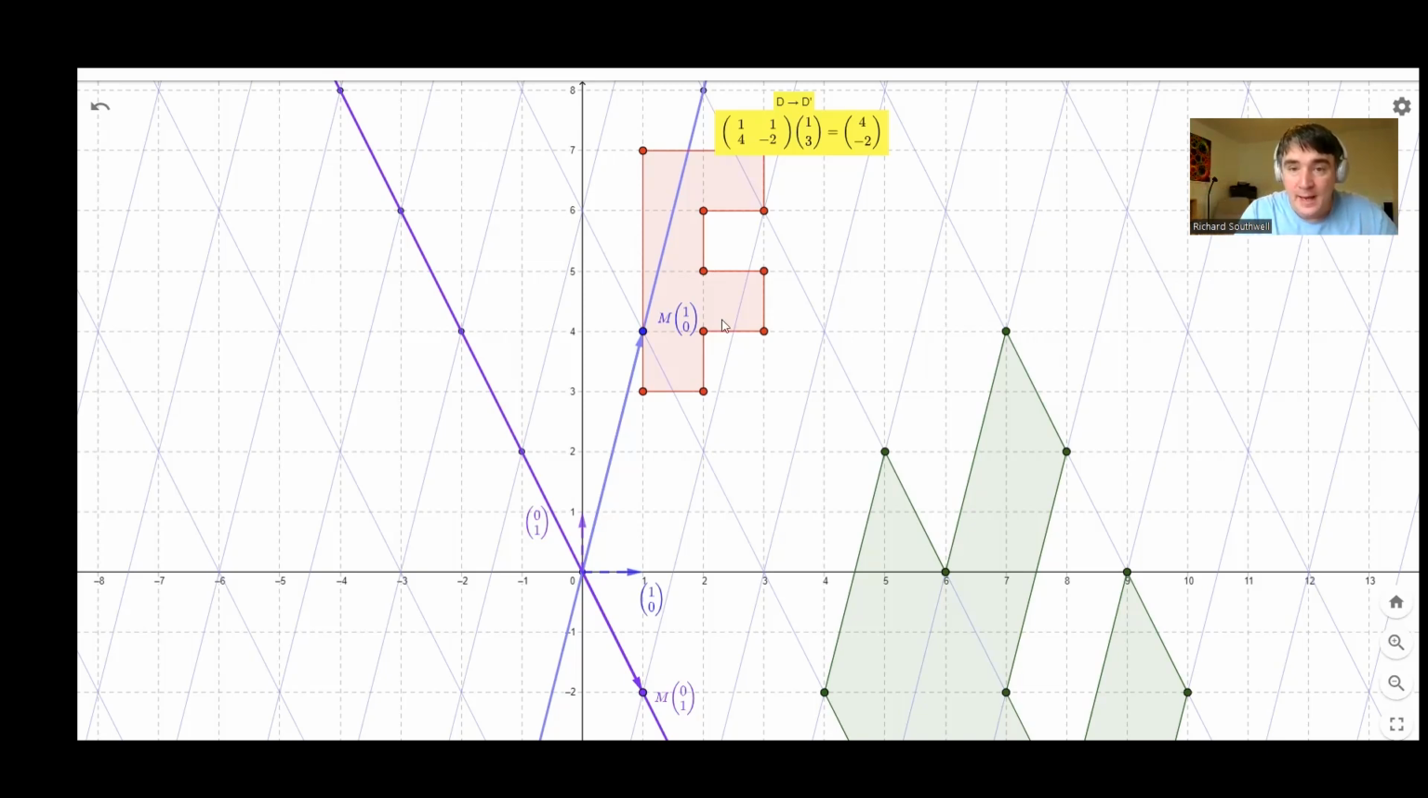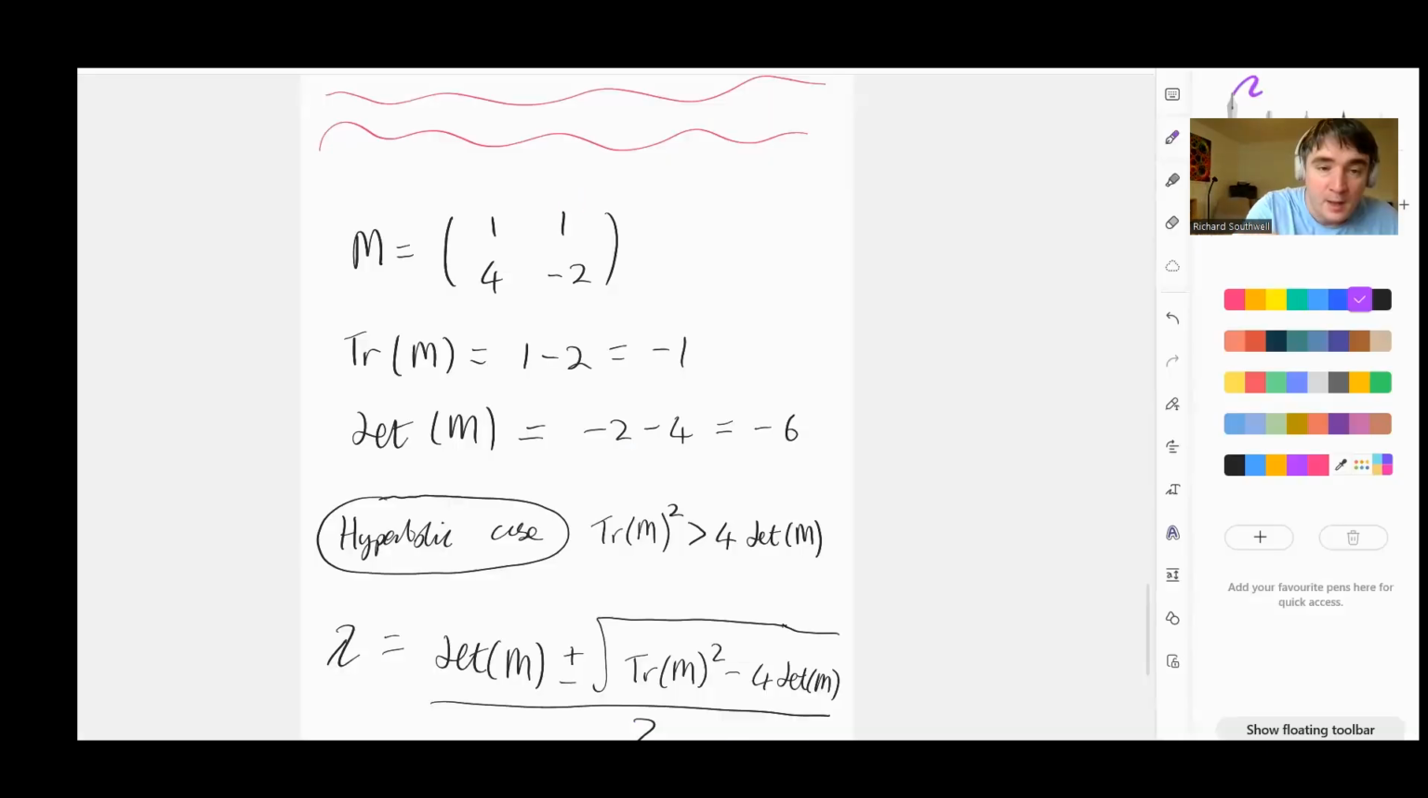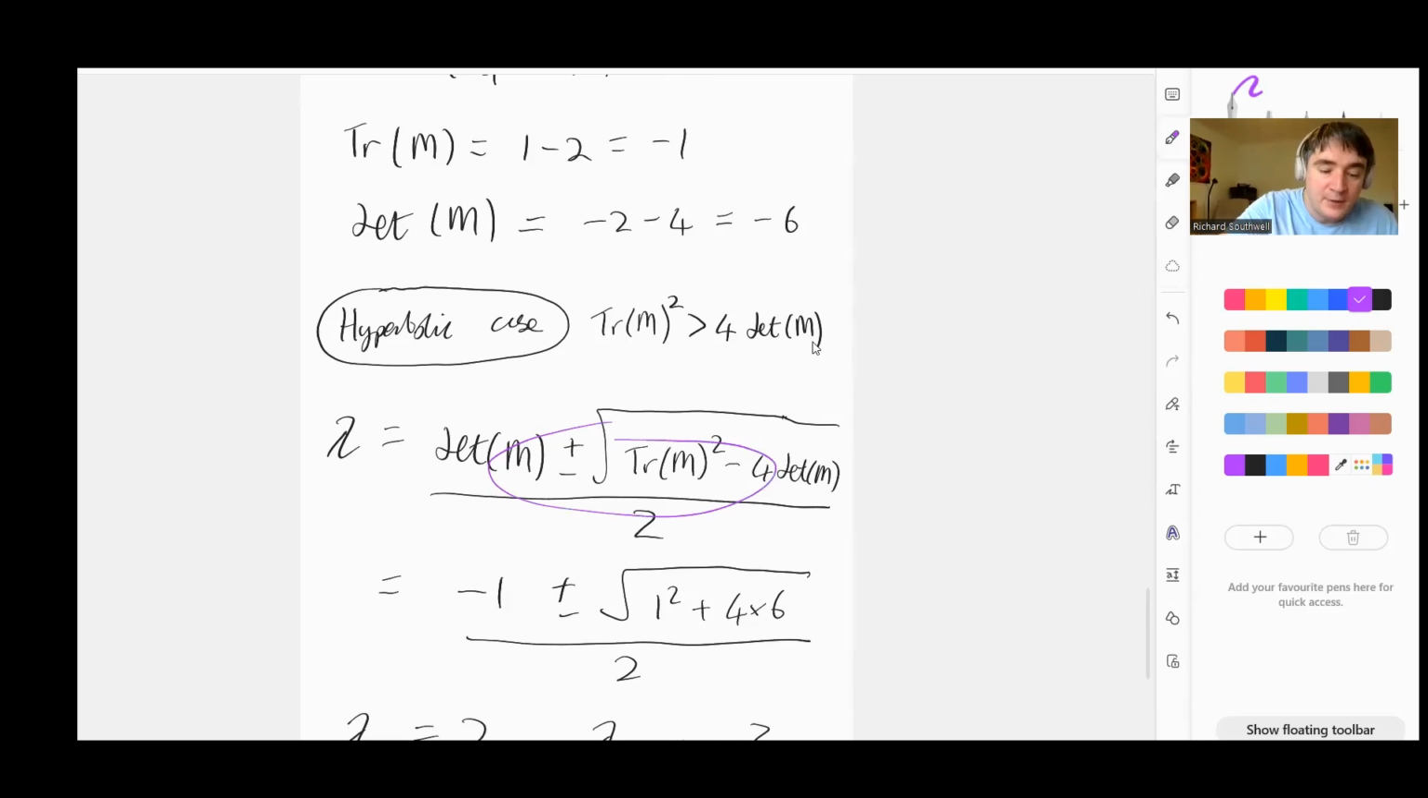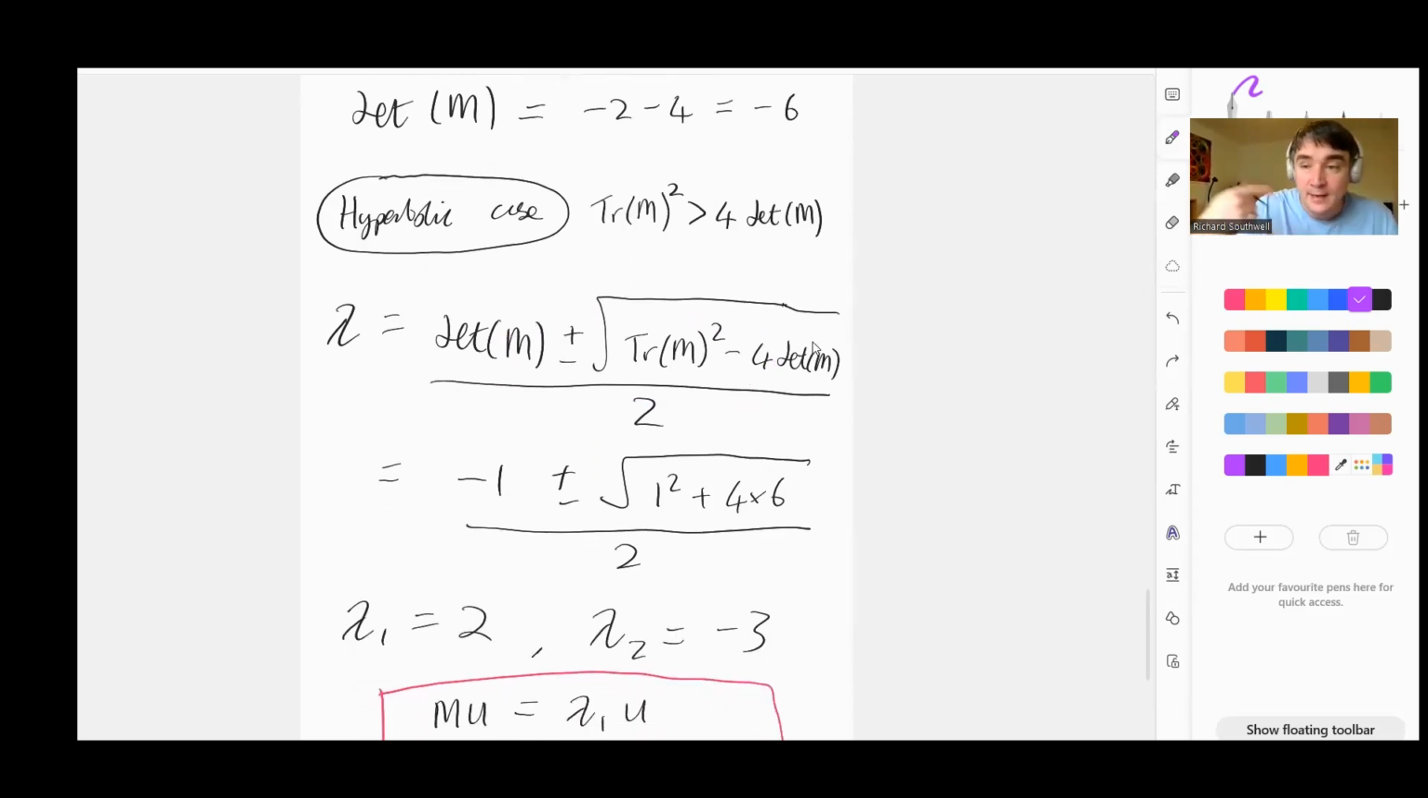Let's actually apply it to this matrix here. I've written the matrix, and the first thing we want to do is check that it is hyperbolic. So we calculate the trace and the determinant, and we can see that this inequality is holding. So we know it's the hyperbolic case. Now, we have this formula for the eigenvalues, and if we compute this, we find that the eigenvalues are 2 and minus 3. We just get those out of this expression here.